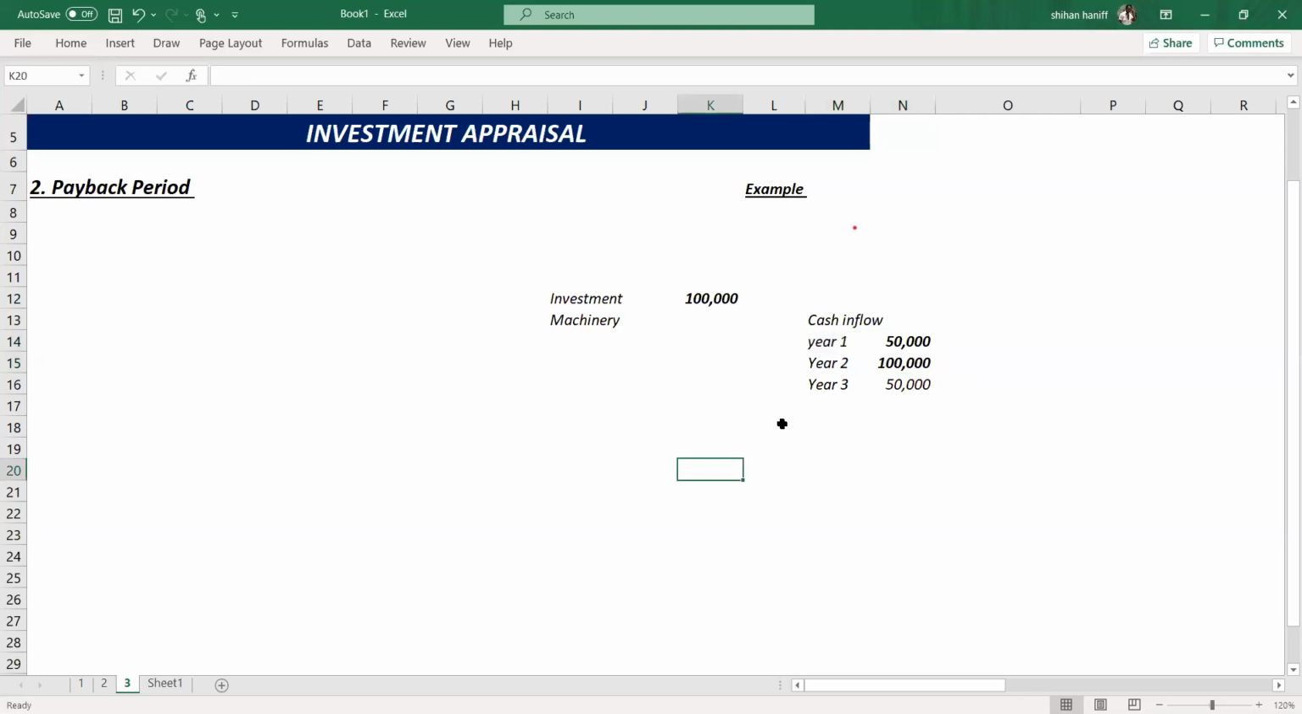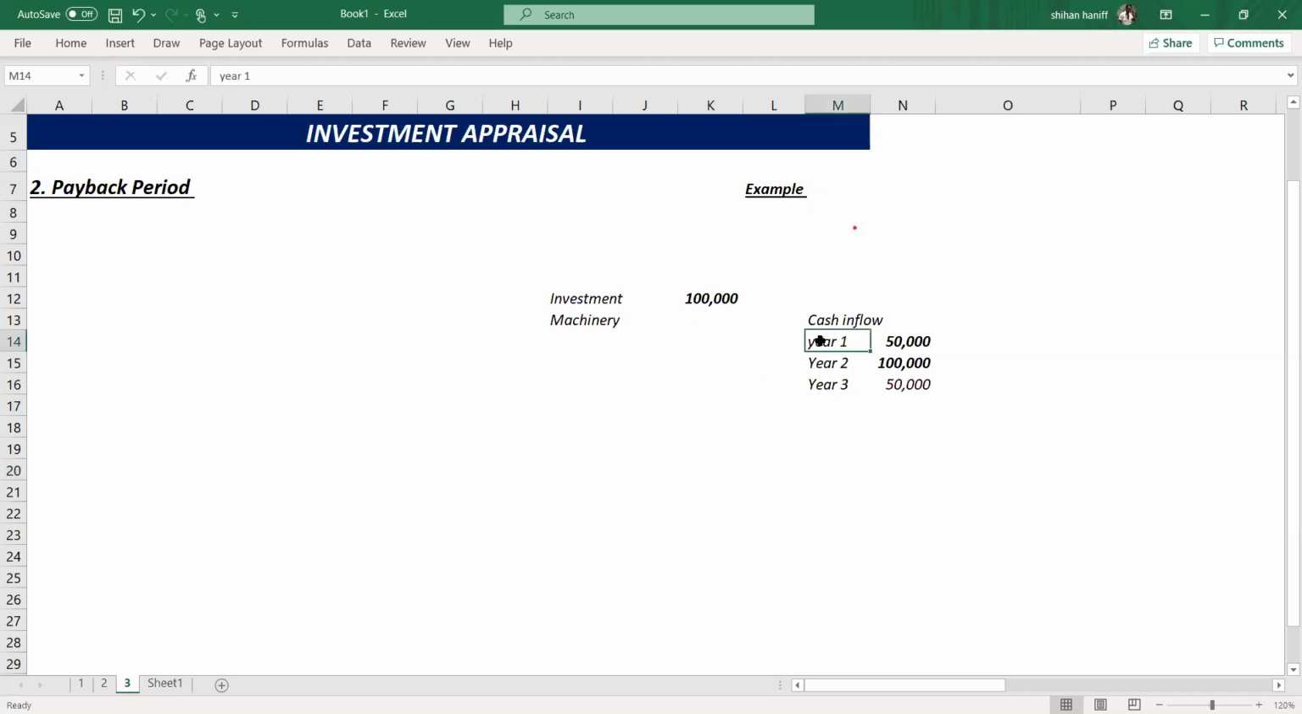No, it won't be 2 years, because in 2 years I will get 150. No, it won't be 2.5. It's less than 2 years. Exactly how many years and months?